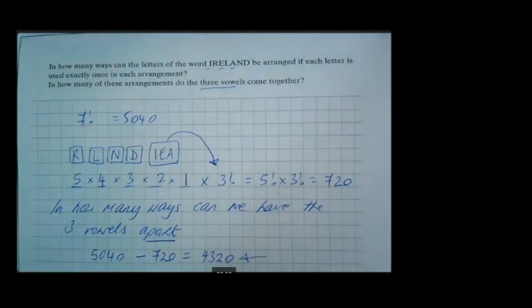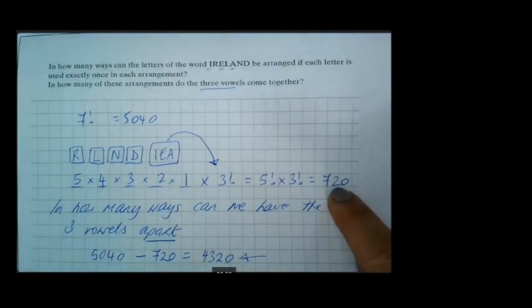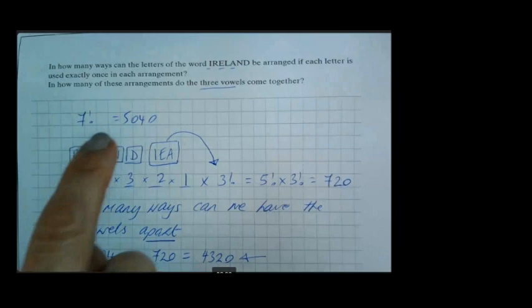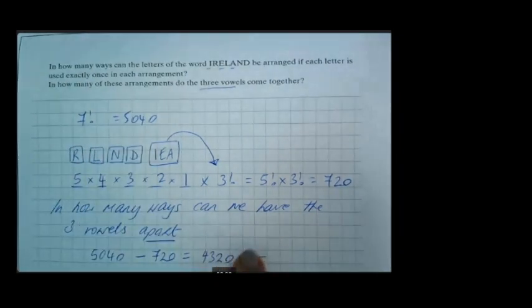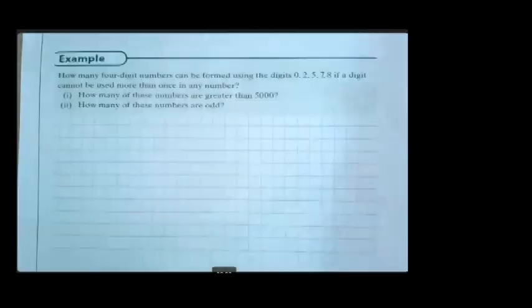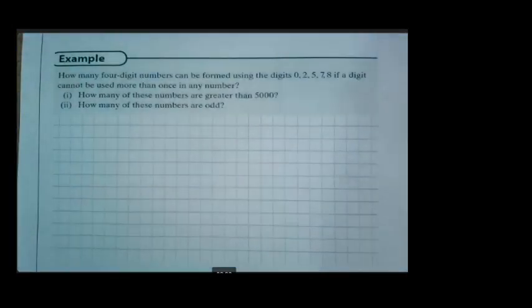So anytime you're asked a question like that about things being kept apart, it is much easier to work out the options of them being together and subtract that from your total possibilities, and then you are left with all the ways they must be apart. Okay, let's have a look at this question. This is a common type of question where we're asked about codes.